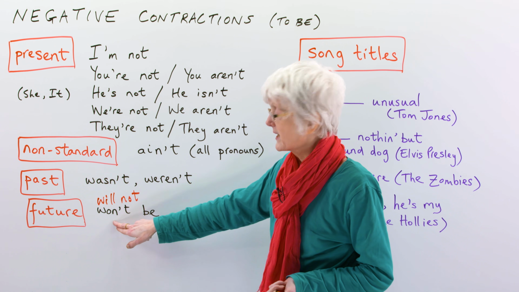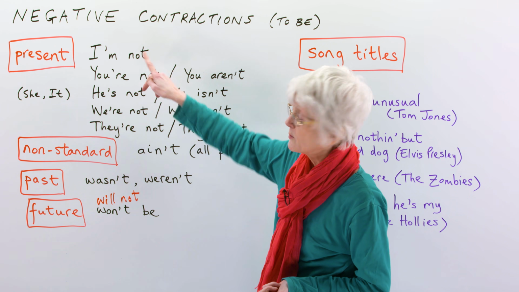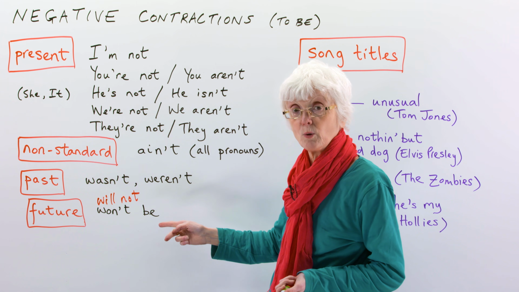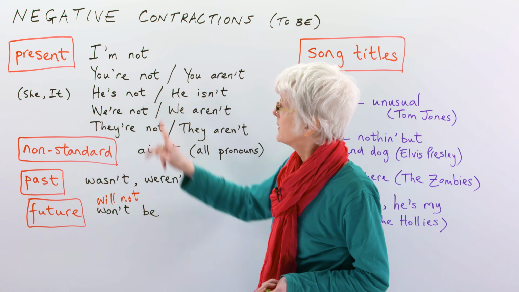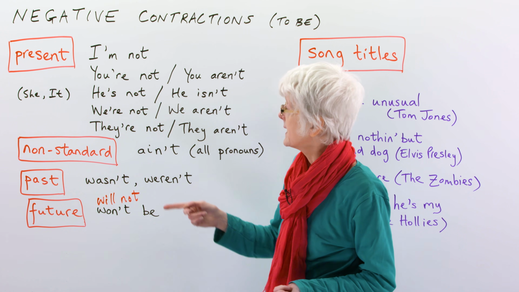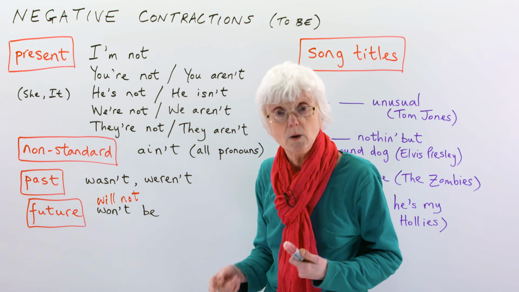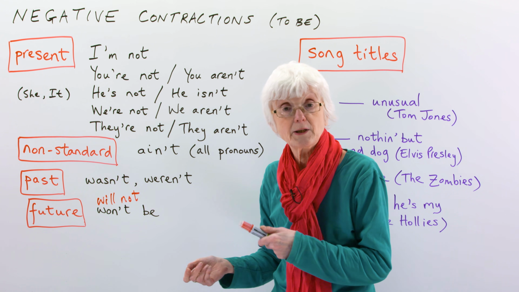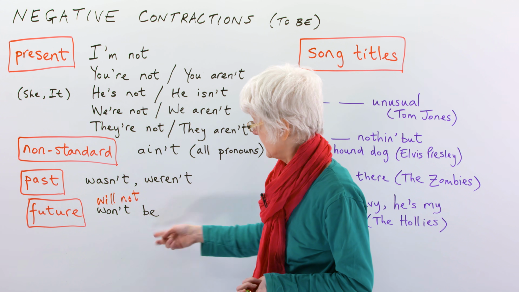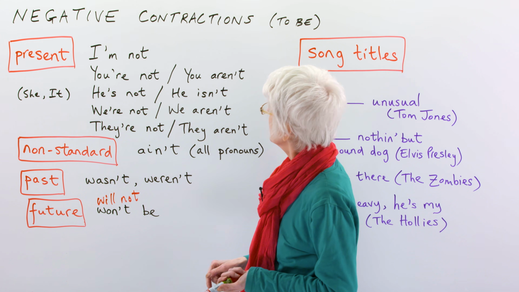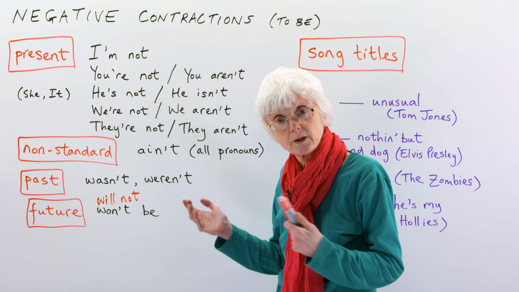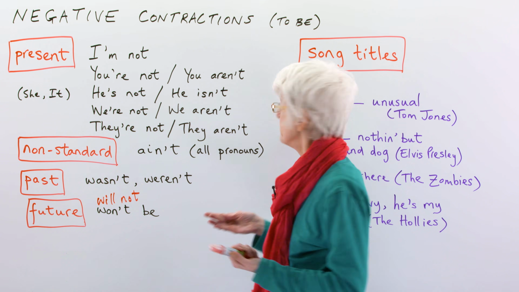Okay? And again, that can be used for every person, singular or plural. I won't be, you won't be, he won't be, we won't be, they won't be going to the party, whatever. Okay? Right, so those are all the contractions using the verb to be.